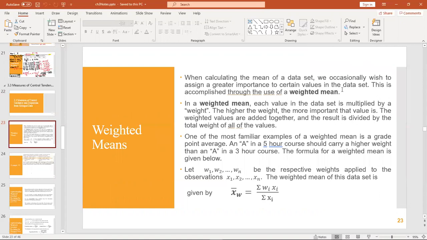And so what you can do is find a weighted mean, or sometimes this is what's called a weighted average. A common application of this is actually how GPAs are calculated. And so depending on the hours, the credit hours of a course, it carries more weight in terms of the impact on a student's GPA than a course with fewer credit hours would.